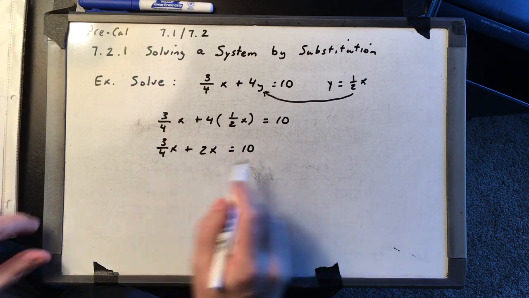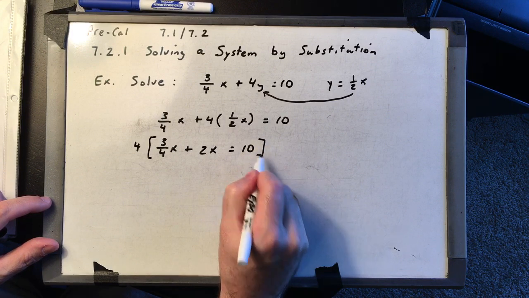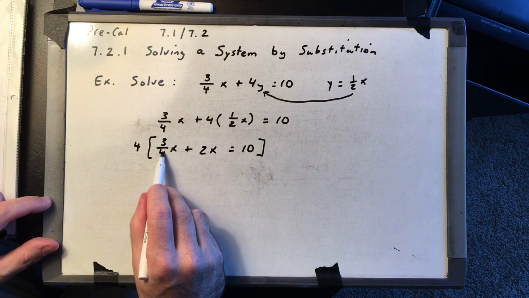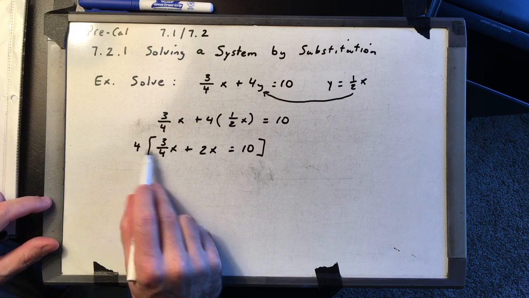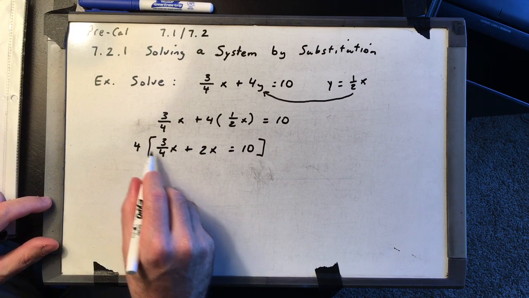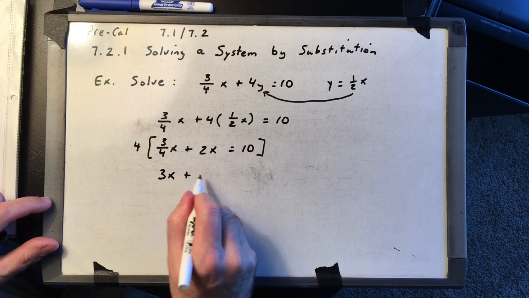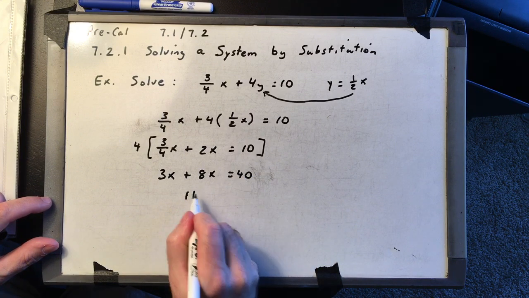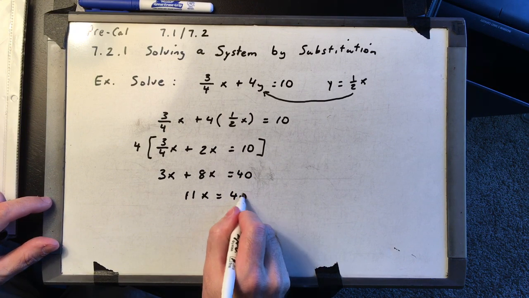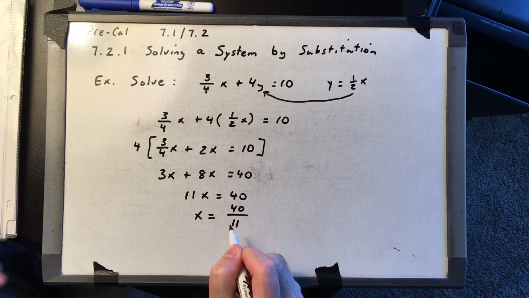If you want, we can just get rid of that entire fraction by multiplying the entire thing by 4. That'll get rid of the 4 in this denominator. You don't have to do it that way, but I'm going to go ahead and do that. So 4 times 3/4, the 4's canceling. You have 3x plus 8x is equal to 40. So 11x is equal to 40. x is equal to 40 over 11.